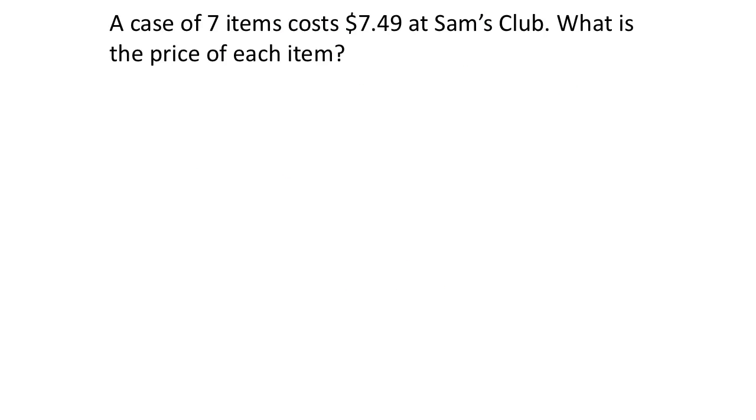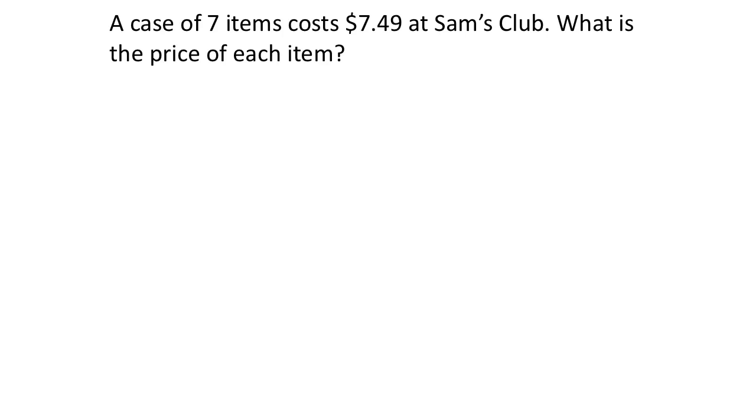All right, now some applications with division. A case of 7 items costs $7.49 at Sam's Club. It's asking what is the price of each item, right? And yes, we do get to assume that all the items cost the same. I suppose it didn't really say that the items were the same, but we get to assume that they cost the same. So maybe it's just one case. I don't know. Yeah, it is a case.